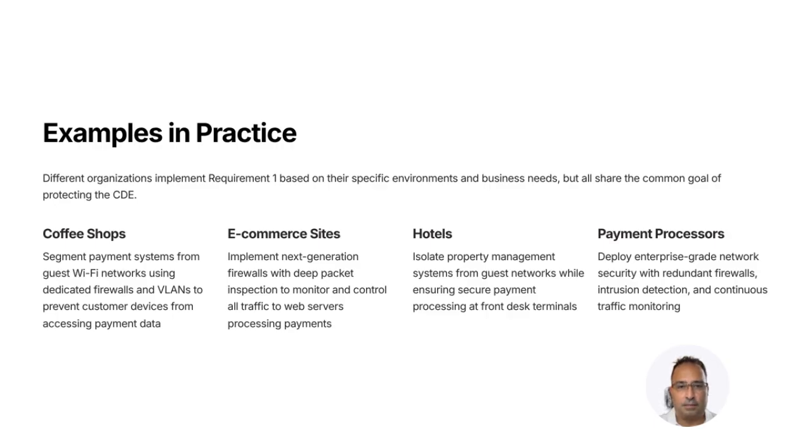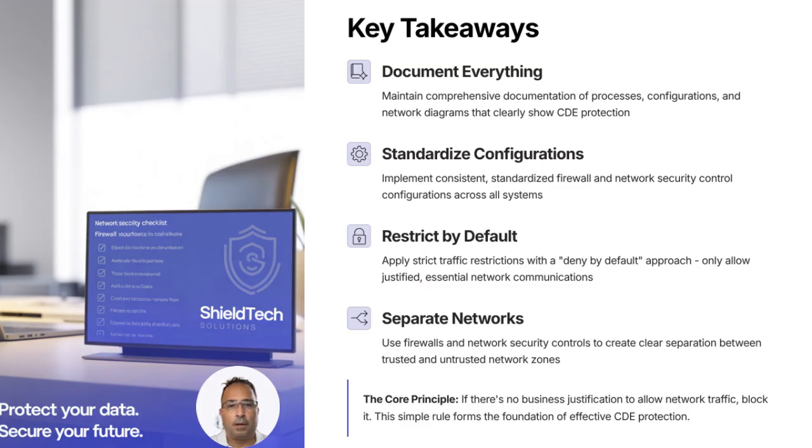Examples in practice include segmenting payment systems from guest Wi-Fi, limiting traffic, updating network devices, and adopting next-generation firewalls. Coffee shops, e-commerce sites, hotels, and payment processors all apply this requirement differently, but the goal is the same: keep the CDE protected.